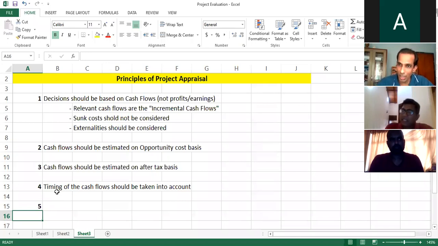Should we deduct the interest cost or should we not deduct? Deduct. Should deduct. Right, okay. In fact, we should not deduct.